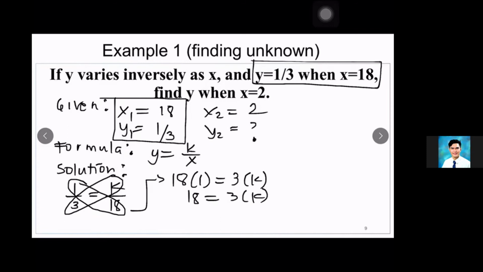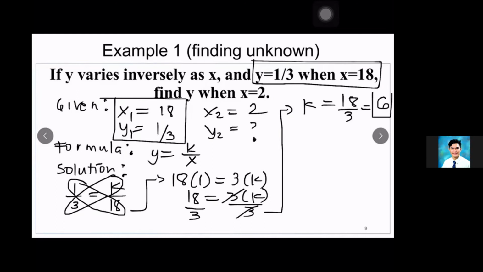But in here, since we are looking for k, we need to remove the number beside k, such as 3. So we need to divide both sides by 3. So 3 divided by 3 will become k only. It will become k equals 18 divided by 3. What is 18 divided by 3? We have 6. Therefore, k is equivalent to 6.